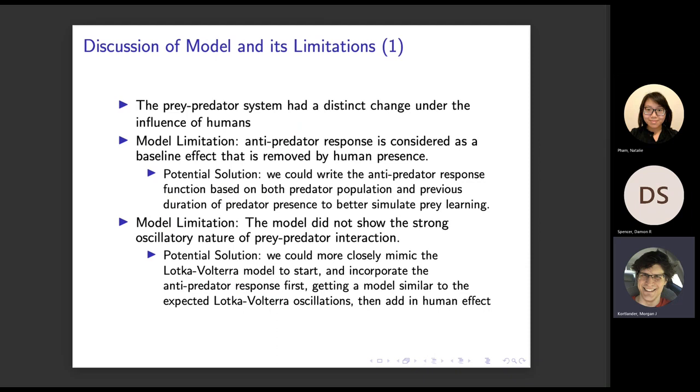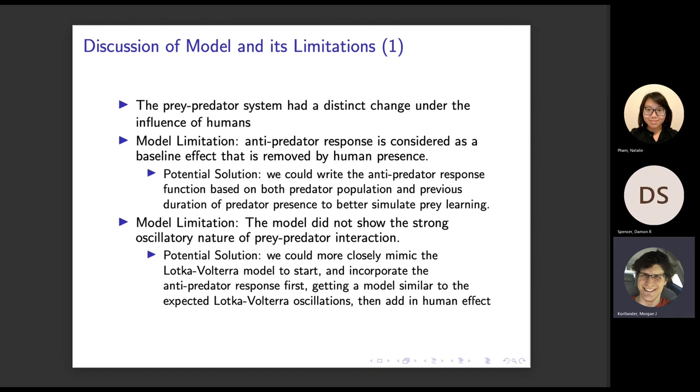So the predator-prey system did have a distinct change under the influence of humans, as we saw in the previous slide. And we observed some limitations in the model. First, the anti-predator response is considered a baseline effect that is removed by human presence. So a potential solution for this is writing the anti-predator response as a function based on both the predator population and the previous duration of predator presence to better simulate the prey learning.